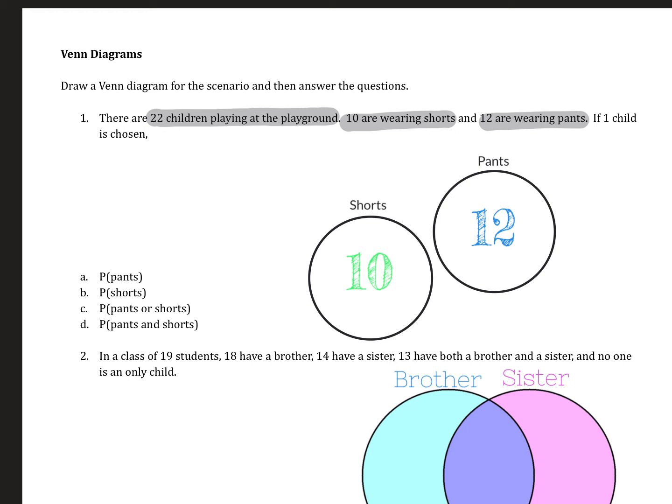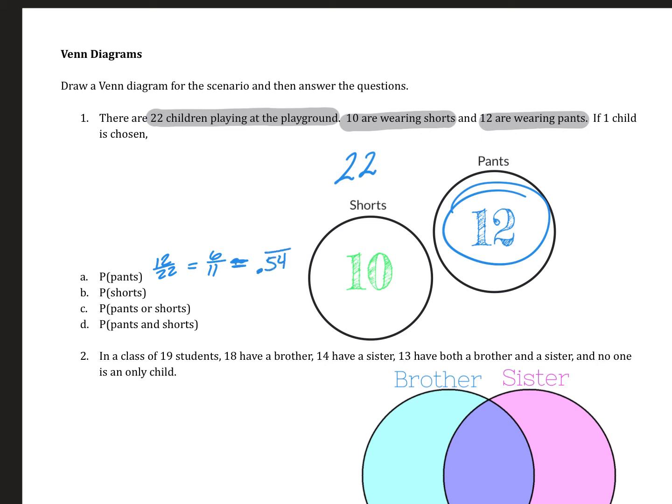We're also going to rewrite our population, which, of course, is 22. So if I'm finding the probability of pants, the people with pants are our number 12. That would be 12 out of the 22 kids that are on the playground. 12 out of 22 is going to give us a repeating decimal. This reduces to 6 out of 11.